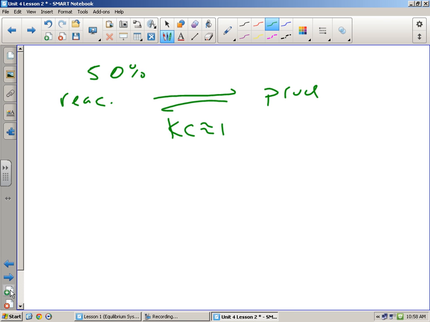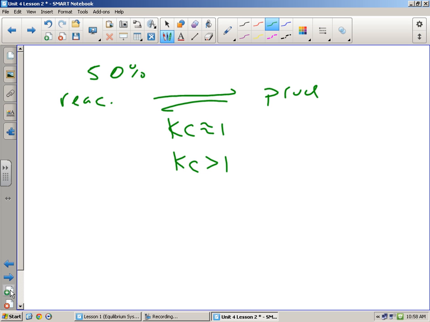If the Kc value was greater than 1, the products are favored, right? So what that means is that probably more than 50% of the reactants have reacted. It could be 60, it could be 70, it could be 80% of these have reacted to form products. It could be 90 or 95 or even 98% of the reactants have reacted to give you the products. So it's a number to basically tell you how much stuff has reacted.